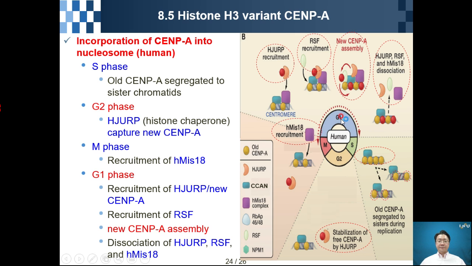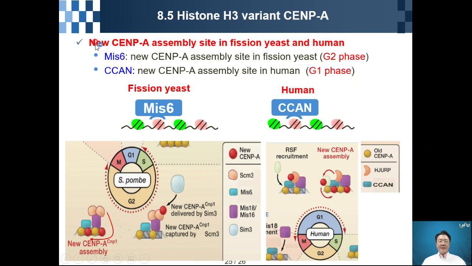Okay, so in this slide, I will explain the new CENP-A assembly site in fission yeast and human. In fission yeast, we learned that new CENP-A assembly happens in the G2 phase. However, in human, new CENP-A assembly happens in the G1 phase. Also, in fission yeast, at that time, I did not cover the new CENP-A assembly site, but in this slide, I will cover it.